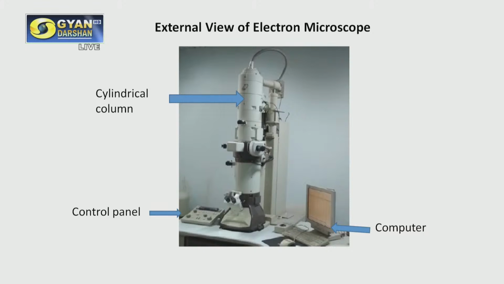What does an electron microscope look like? For this we can see the external view of the electron microscope. The electron microscope is like a cylindrical column, control panel, and computer. There are three things we can see in the lab. Inside the cylindrical column, specific kinds of lenses are used, and the control panel controls the beam of the electron source. The whole instrument is connected to the computer screen, and the computer screen provides the image of the biological specimen using electrons.